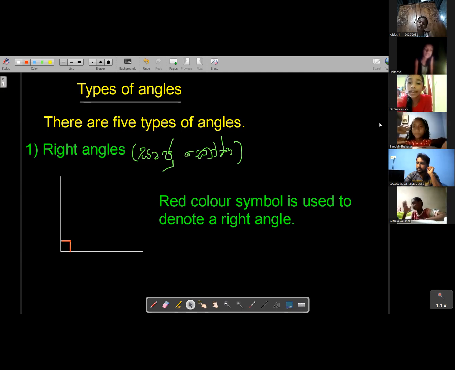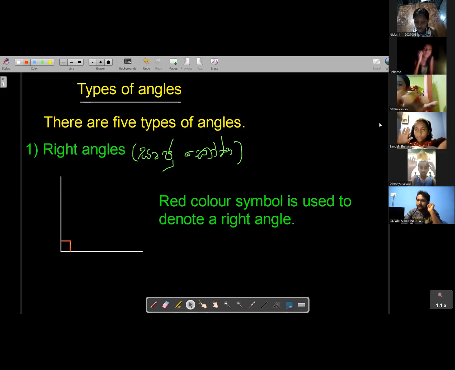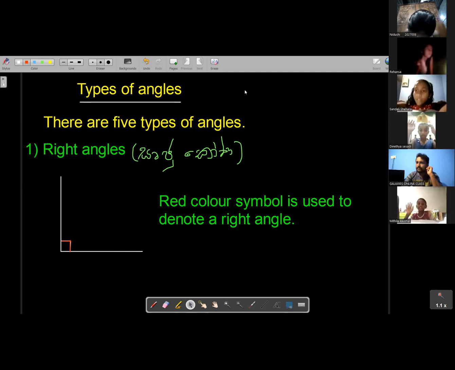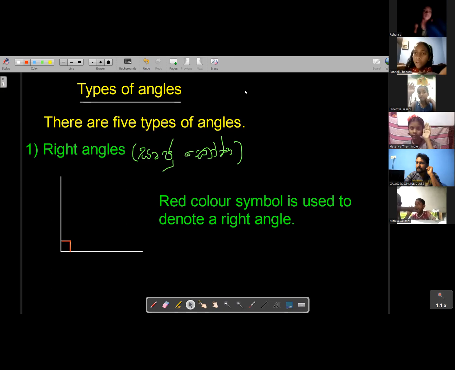Corner of the bed. Yes, okay. Sandali, corner of the wall. A corner of the wall, yes, corner of the wall.